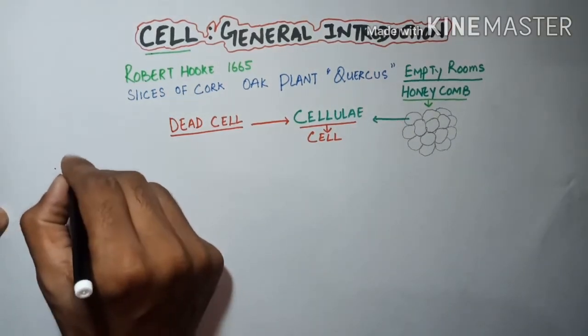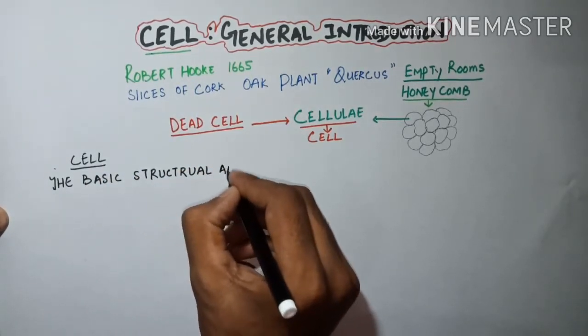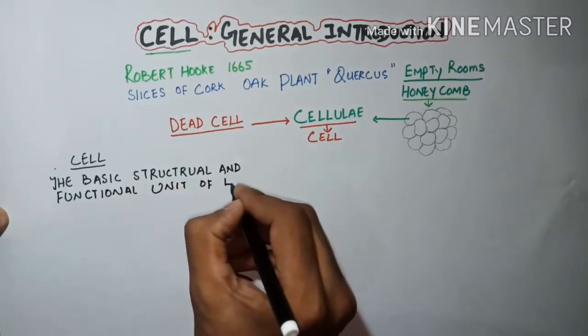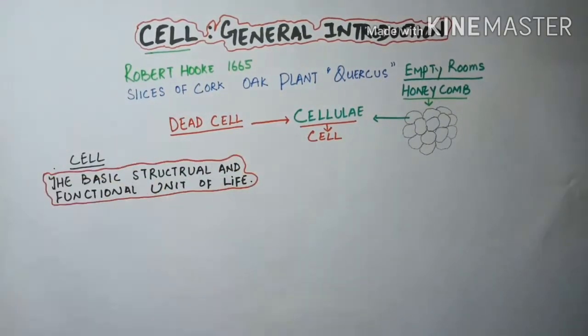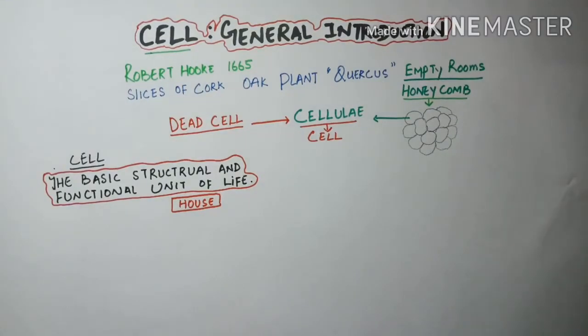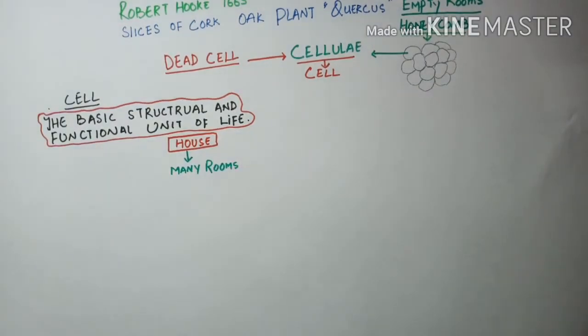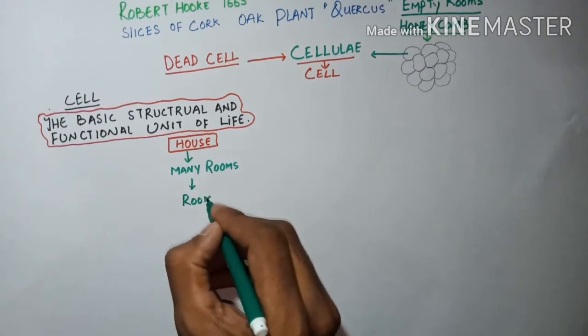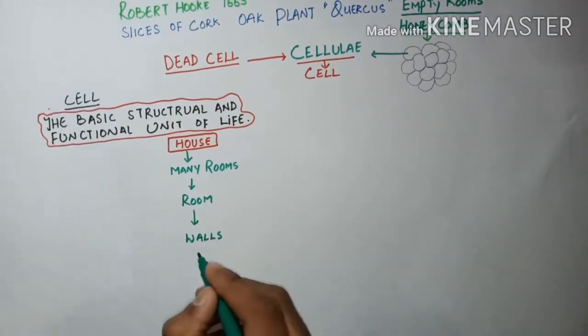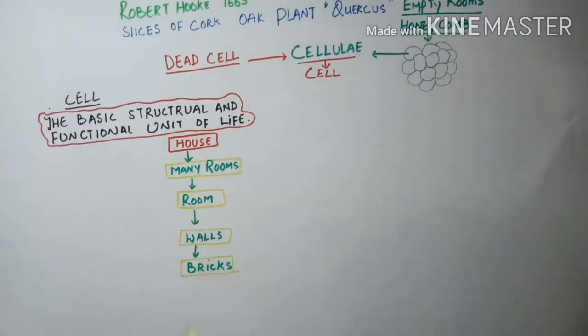We also define the cell as the basic structural and functional unit of life. But how is it basic structural? That is, it makes the structure. Have you ever seen a house? The house is made up of many rooms. A room itself is made up of walls, and walls are made up of bricks. So bricks combine to form walls, walls combine to form a room, rooms combine to form many rooms, and many rooms combine to form a house.